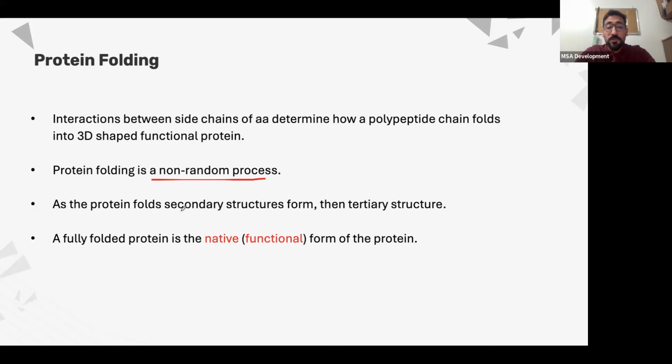Now, as the protein folds, secondary structures form and tertiary structure forms, and a fully folded protein is now functional, such as in the quaternary structure, for example hemoglobin. We know its specific function, such as a protein in the cell membrane used for the transport of substances or molecules from the inside of the cell to outside, or from outside to inside. So this is the general concept behind folding.